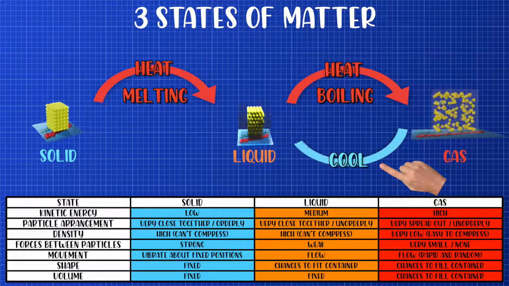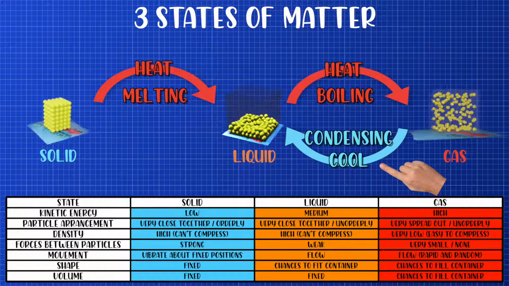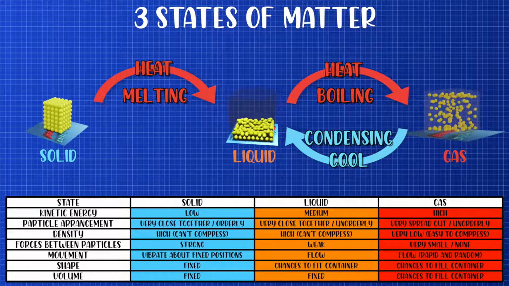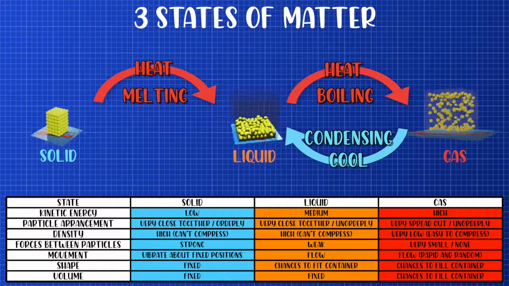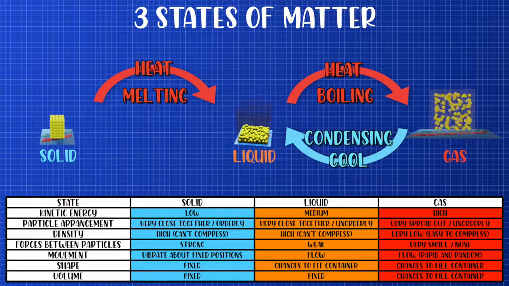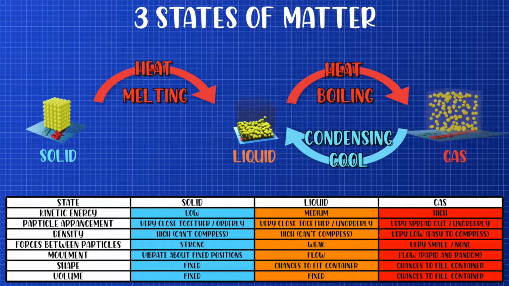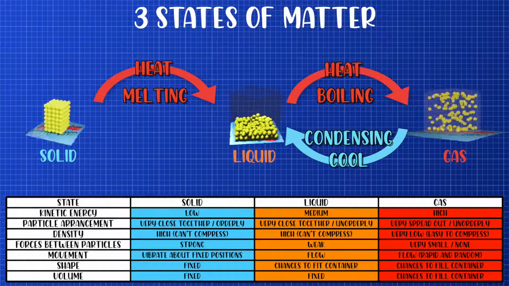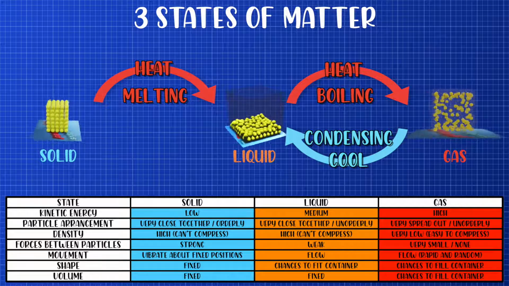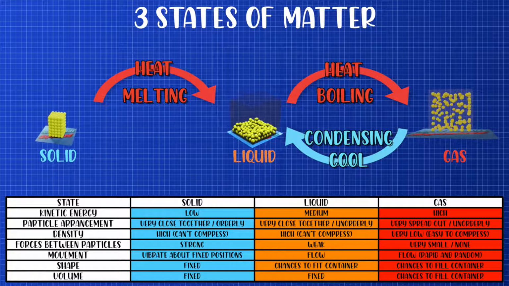If you cool a gas down to its condensing point, the gas becomes a liquid. This is because when you lower the temperature of a gas, the particles lose energy and can't overcome the forces of attraction to the other particles, so they move close together and condense to become a liquid.